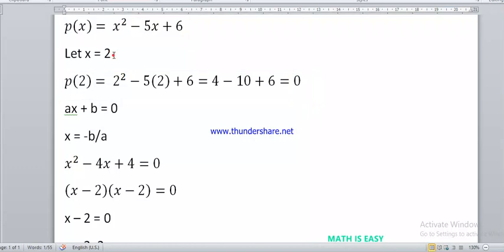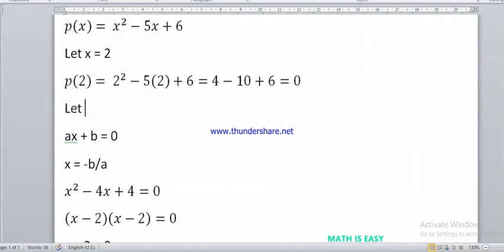So I can say here x equals 2 is the solution of the given polynomial, or you can say x equals 2 is the 0 of the given polynomial. x equals 2 is the root of the polynomial. You can use any word, okay? Sometimes I use the word root, sometimes solution, sometimes 0. Is that okay?